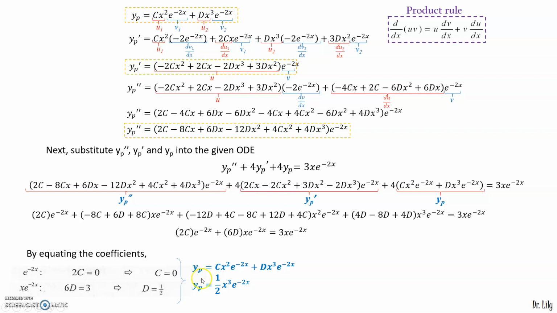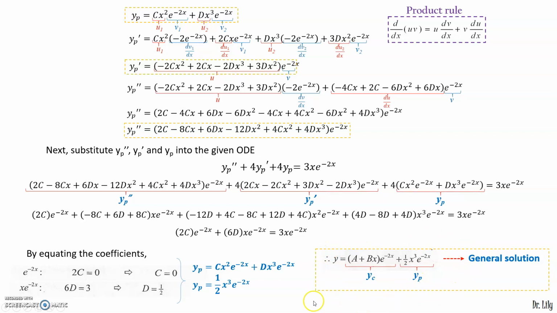So from here, again, yp is equal to this, and then we just substitute the values of c and d. So now I have yp equal to 1 over 2 x to the power of 3 exponential -2x. So finally, the general solution is y equal to yc plus yp. Okay, so this is the general solution for the ODE.